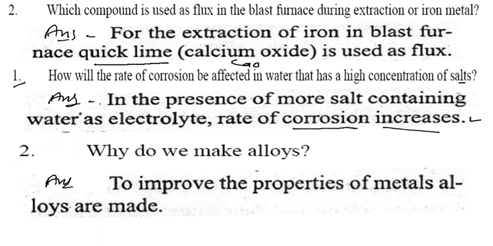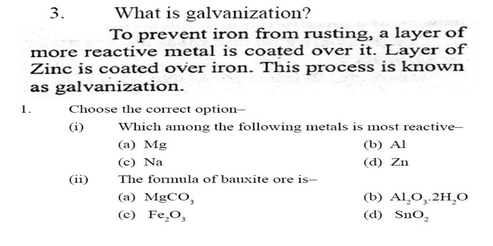Second question, why do we make alloy? Why do we make alloy? So the answer is to improve the properties of the metal, alloys are made. So always remember, for improving the metal's property. As you have seen in your motorcycle, the alloy wheel is present, and that is more stable than the metal ring.